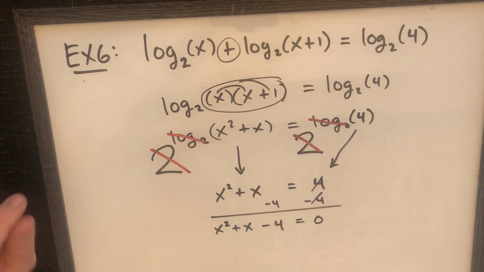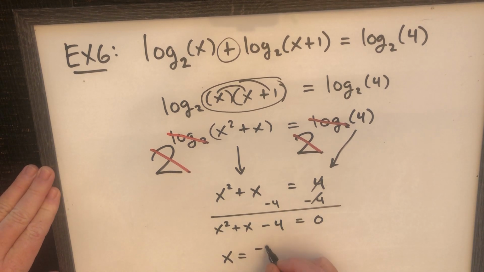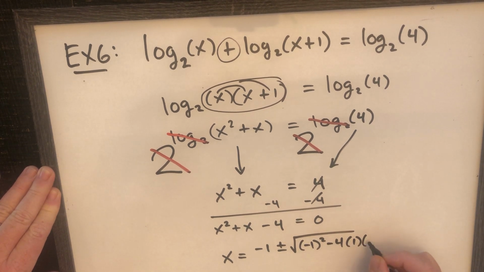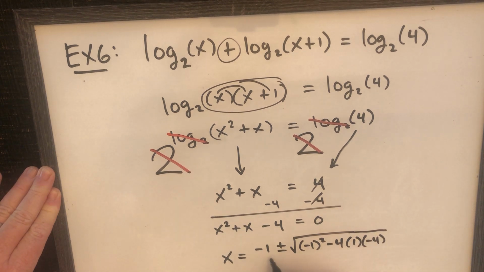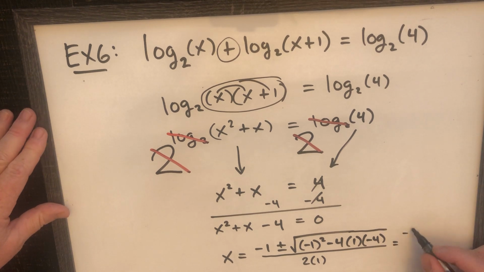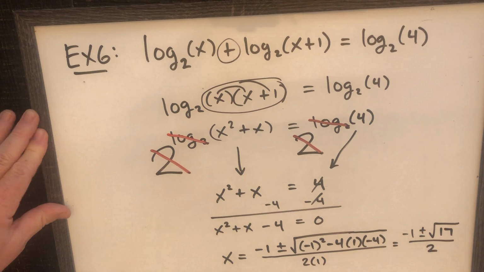So our options are either to use the quadratic formula or completing the square. What do you prefer? Do I hear quadratic formula? Okay, let's go for it. So x is going to be negative 1 plus or minus the square root of negative 1 squared minus 4 times 1 times negative 4 all over 2 times 1. Negative 1 plus or minus the square root of 17 over 2.